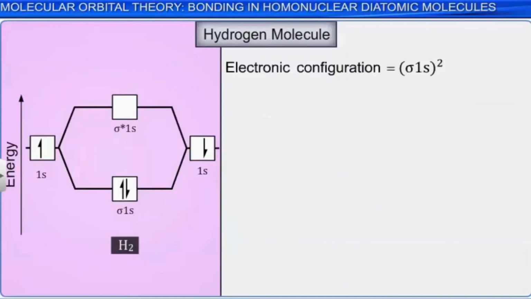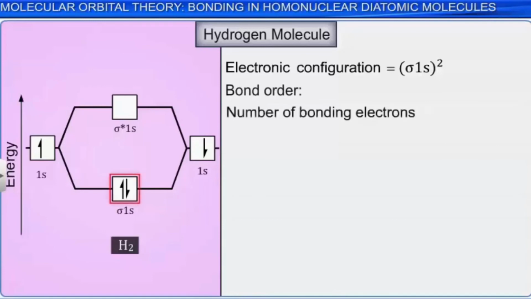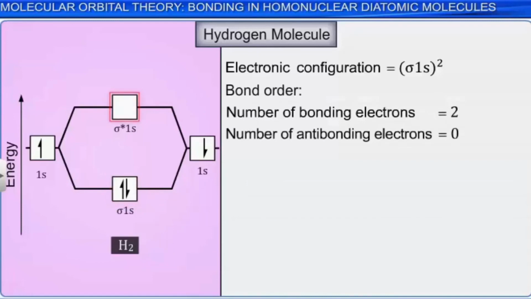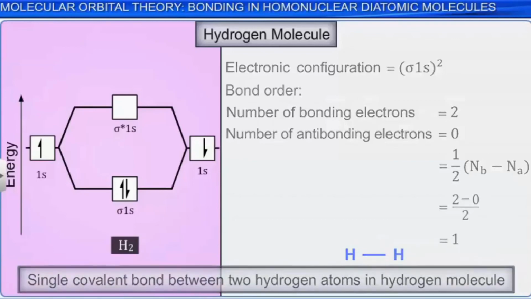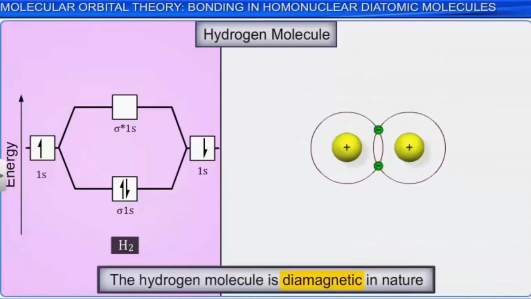Let us calculate the bond order of the hydrogen molecule. As the number of electrons present in the bonding orbital is 2, and as no electrons are present in anti-bonding orbitals, the bond order is equal to 2 minus 0 divided by 2, which is equal to 1. This shows that there exists a single covalent bond between two hydrogen atoms. The hydrogen molecule is diamagnetic in nature, as no unpaired electrons are present in its molecular orbitals.